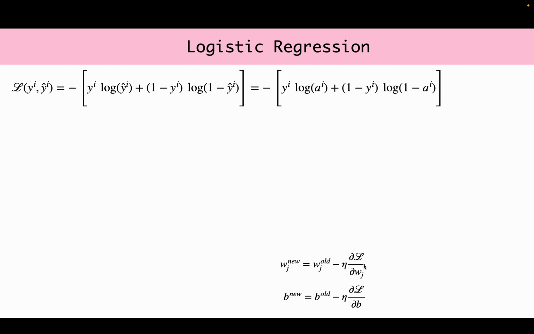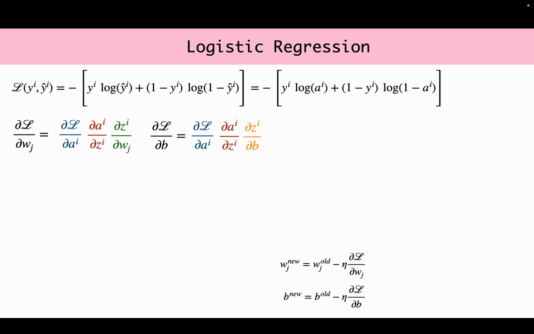So our job is to find dou L by dou Wj and dou L by dou B. Let's start with dou L by dou Wj. We can use the chain rule. As we know earlier, our inputs get multiplied with weights, and that is equal to zi, and that zi passes through the activation function, and we get ai. So in order to find the partial derivative dou L by dou Wj, first we need to find dou L by dou ai, dou ai by dou zi, and dou zi by dou Wj. We find the individual terms and obtain the overall partial derivative. The same thing applies to dou L by dou B also.